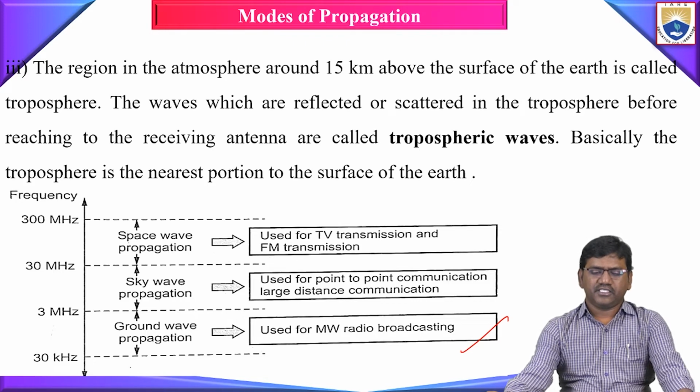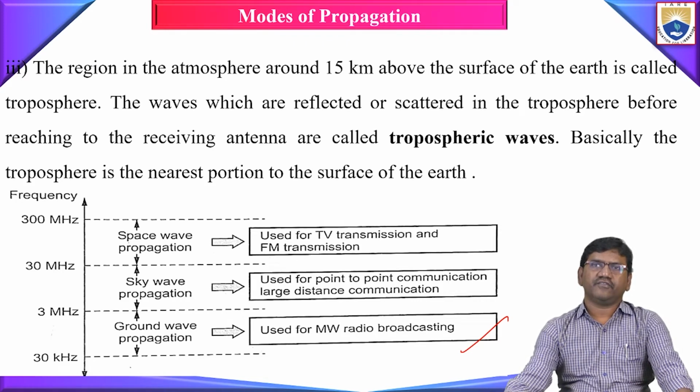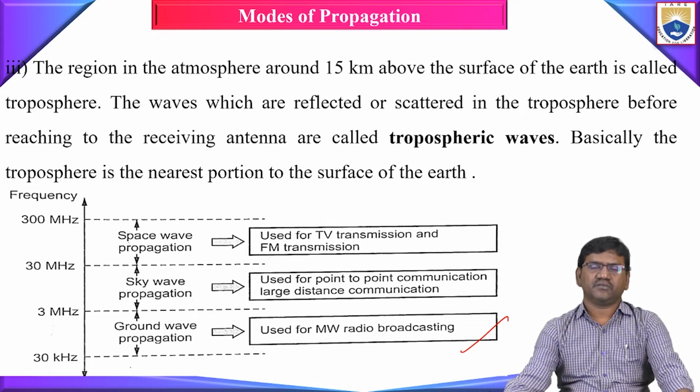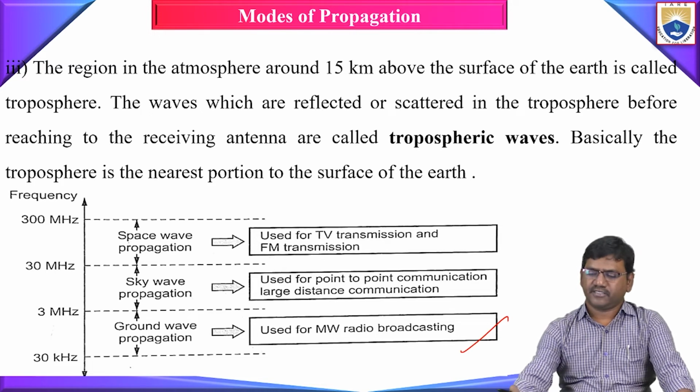Space wave propagation is used for TV transmission and also FM transmission. The FM signals and TV transmission signals can be operated in the range of 30 to 300 MHz only in space wave propagation.